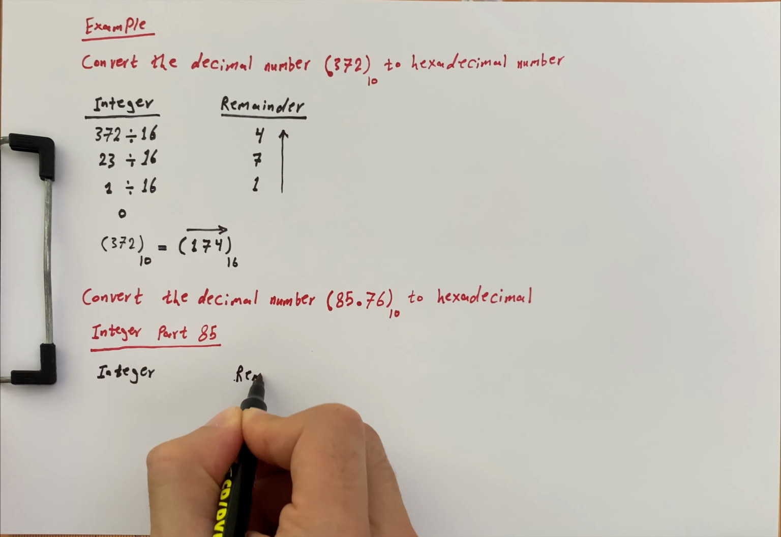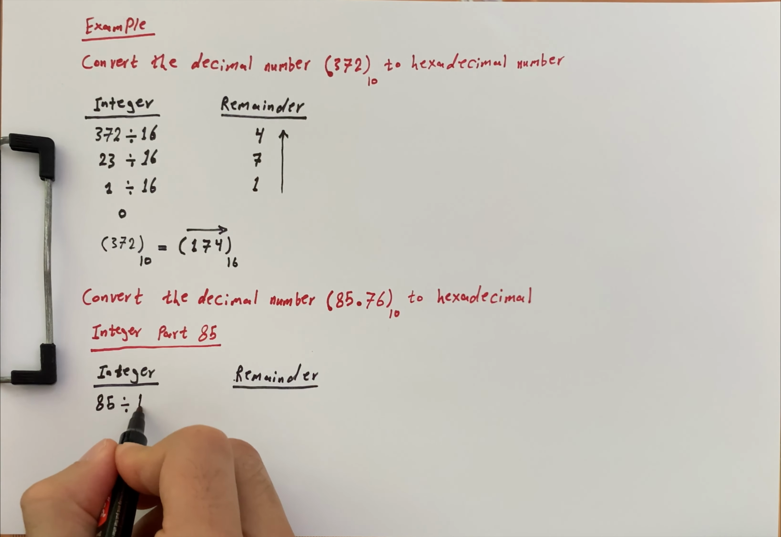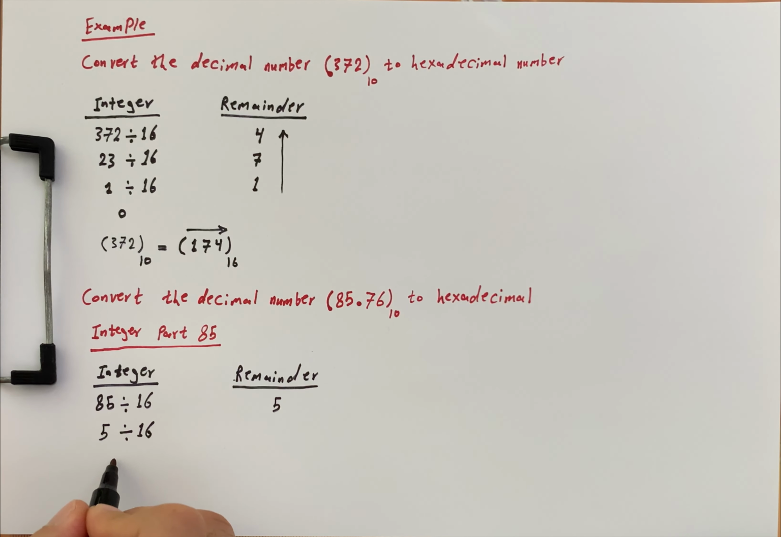Make two columns, integer and remainder. Divide 85 by the base 16 gives 5 with a remainder 5. Then divide 5 by the base 16 gives 0 with a remainder 5. Traverse the remainder column from bottom to top. So the number 85 in decimal is equal to 55 in hexadecimal. Now we will convert the fractional part of the number, which is 0.76.